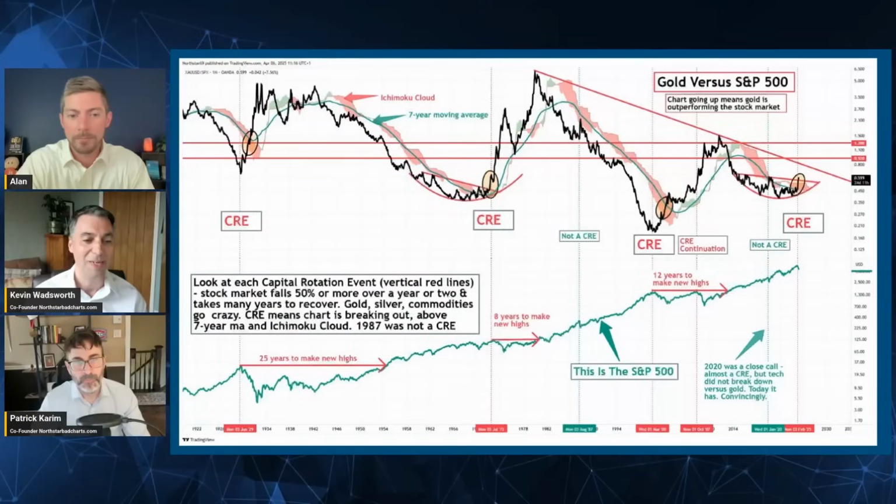The very first one is the 1930 event, and the second one is the 1970s event. The third one is the 2000 event, and then the fourth one there is the one that we're experiencing at the moment.